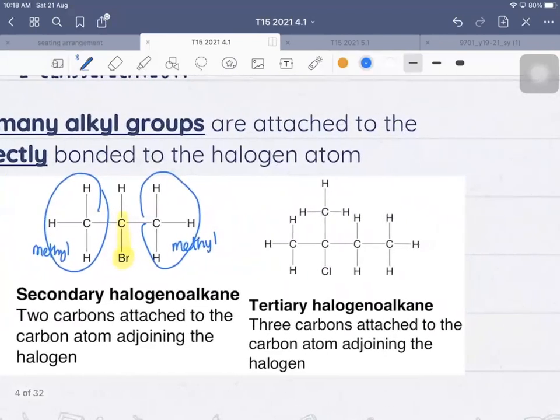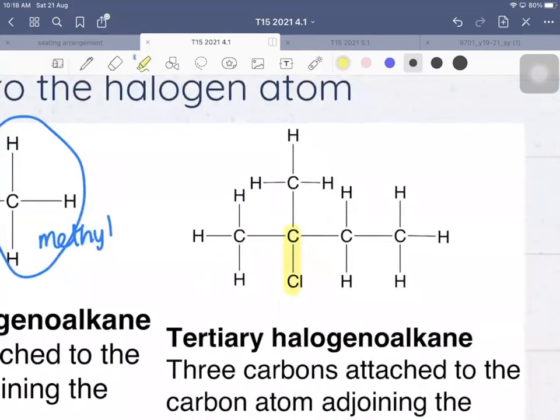Lastly, tertiary halogenoalkanes are for when 3 alkyls are directly attached to the carbon bearing the halogen. A carbon-halogen bond is this carbon-chlorine bond. So you want to look at the 3 other bonds the highlighted carbon is attached to. You can see that this is a methyl group.